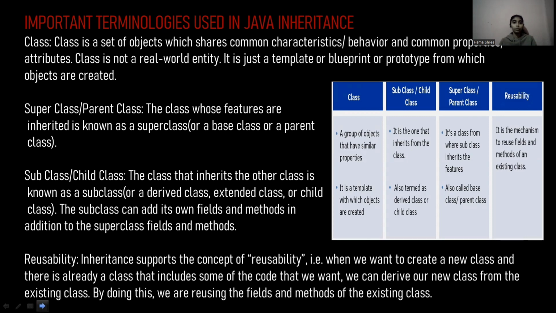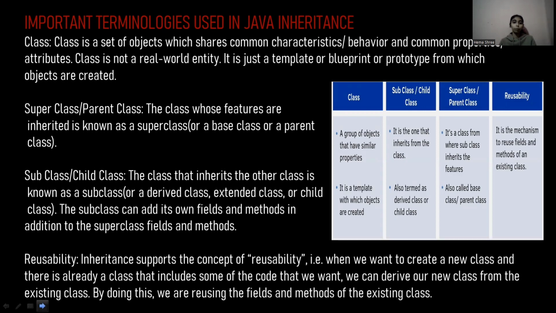Superclass. The class whose features are inherited is known as the superclass. Subclass. The class that inherits the other class is known as the subclass. It is also known as a derived class or extended class. The subclass can add its own fields and methods in addition to the superclass fields and methods.